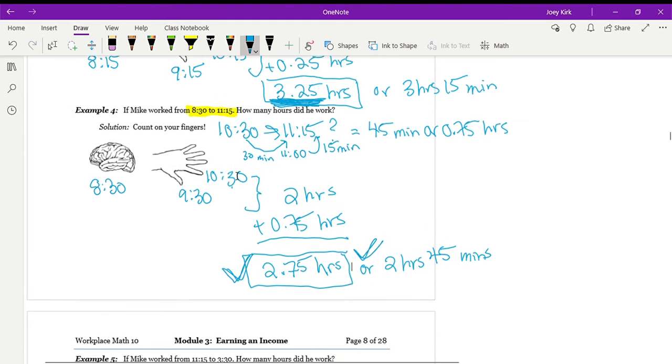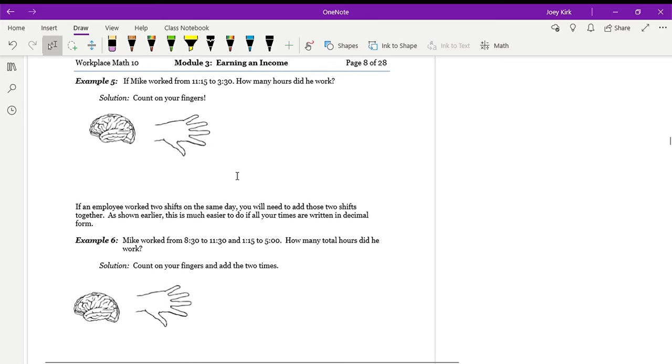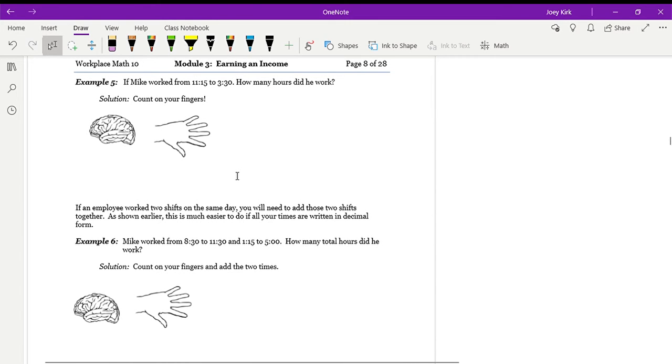I think last example for this section. Oh, 2 more. Okay. Example 5. If Mike worked from 11:15, okay, so now these are getting longer, to 3:30, how many hours did he work? We do the same thing. Except this time he's starting at 11:15. So we're going to count the hours.